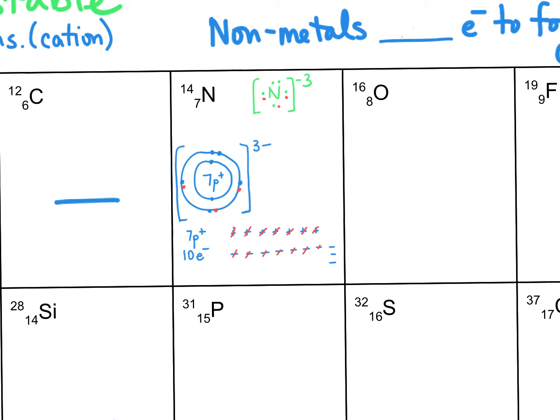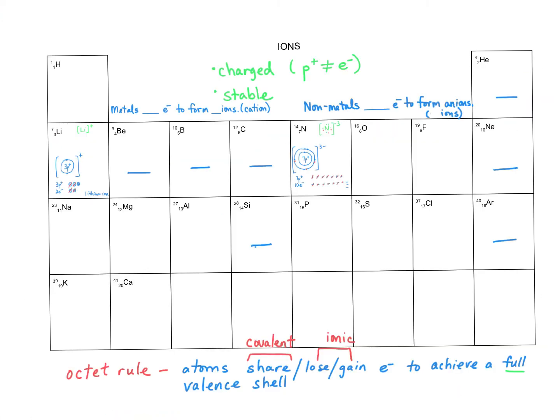Okay, so you've seen an example now of how a lithium atom forms a positive ion and how a nitrogen atom forms a negative ion. And what we've done now is create particles that are charged because the protons and electrons are not equal. However, they are stable. They're stable because their outer shell is full. For nitrogen, we filled up that second shell. For lithium, we emptied it, which means that the shell below is now the valence shell, and that shell is full. And so these ions are stable.